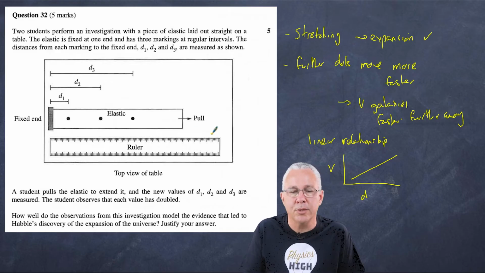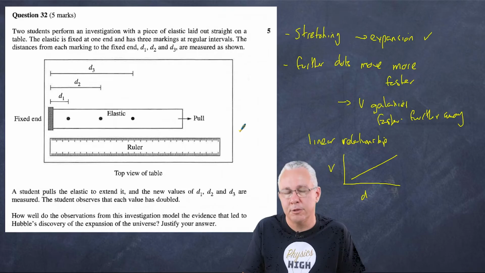The second limitation in this model is that this is a one-dimensional model, when in reality, of course, we have a 4-dimensional model of space-time.